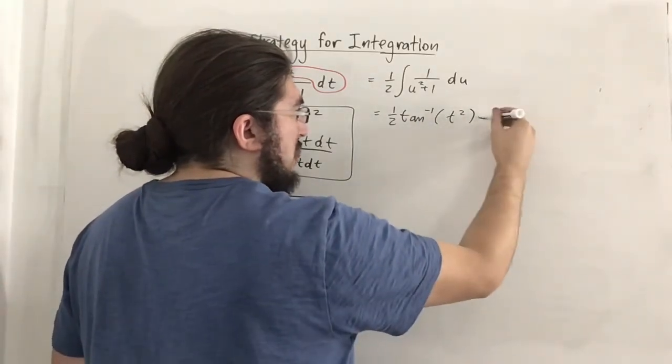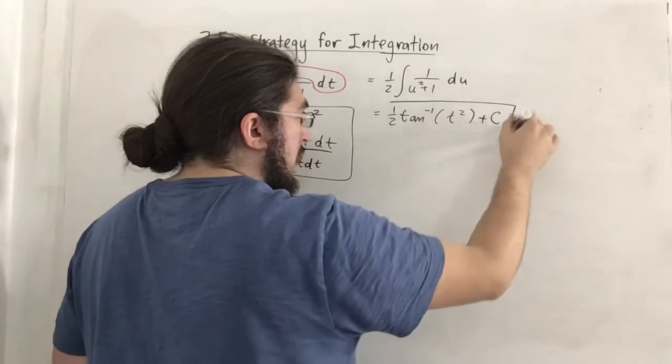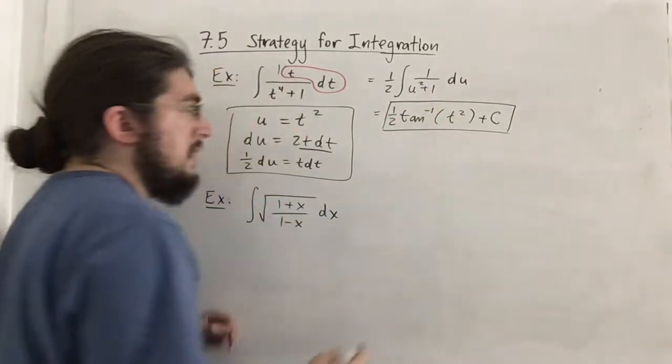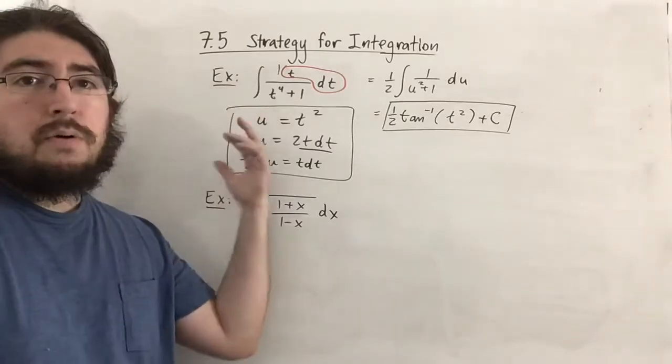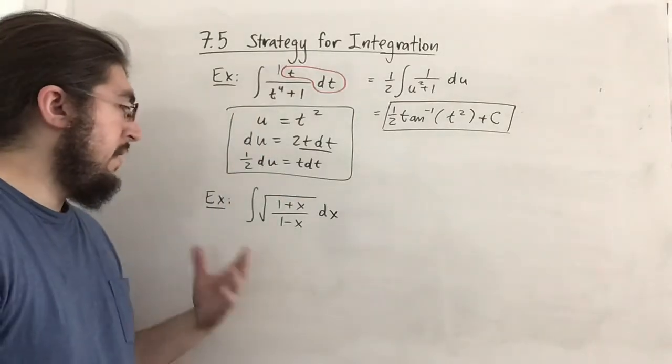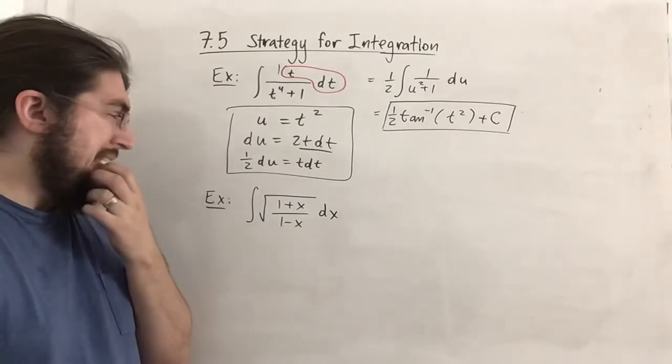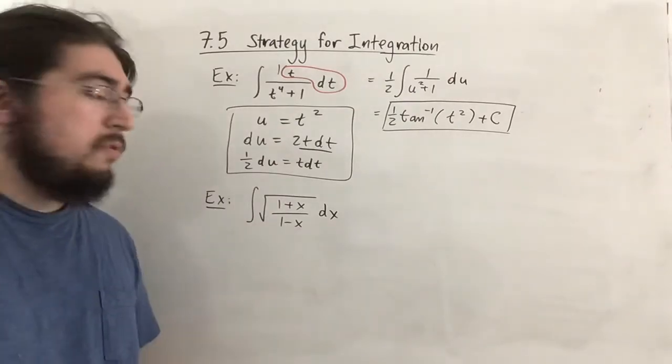So that actually wasn't too bad. That was just a u-substitution. But at least we saw the thought process as far as how we can see that it's a trig-type substitution, because we have an even power plus a number. Okay. This one, you can try to do a few different things.